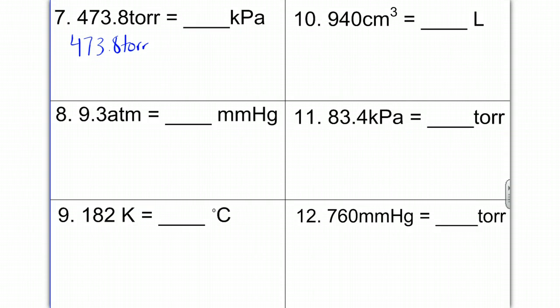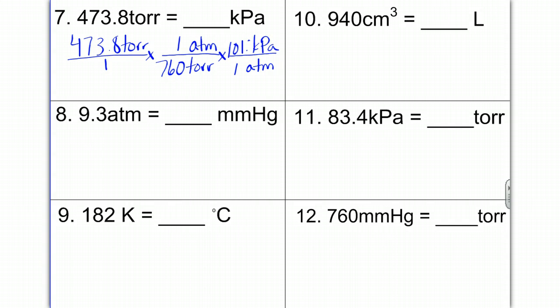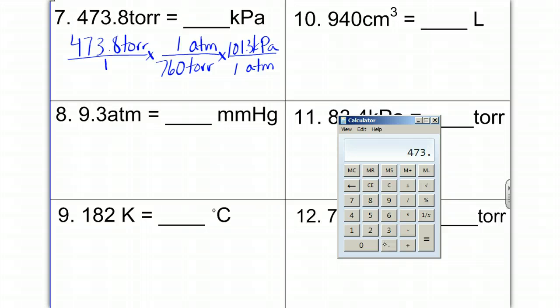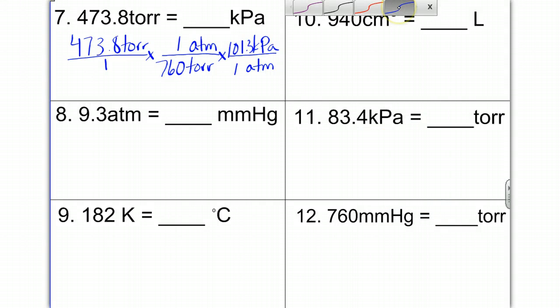473.8 torr over 1 times draw a line. We can't go directly from torr to kilopascals, so we're going to go from torr to atmospheres. 1 atmosphere equals 760 torr, and then we'll bring down atmospheres and we'll go to kilopascals. 1 atmosphere equals 101.3 kilopascals. 473.8 divided by 760 times 101.3 will give me 63.15. And that's kilopascals.